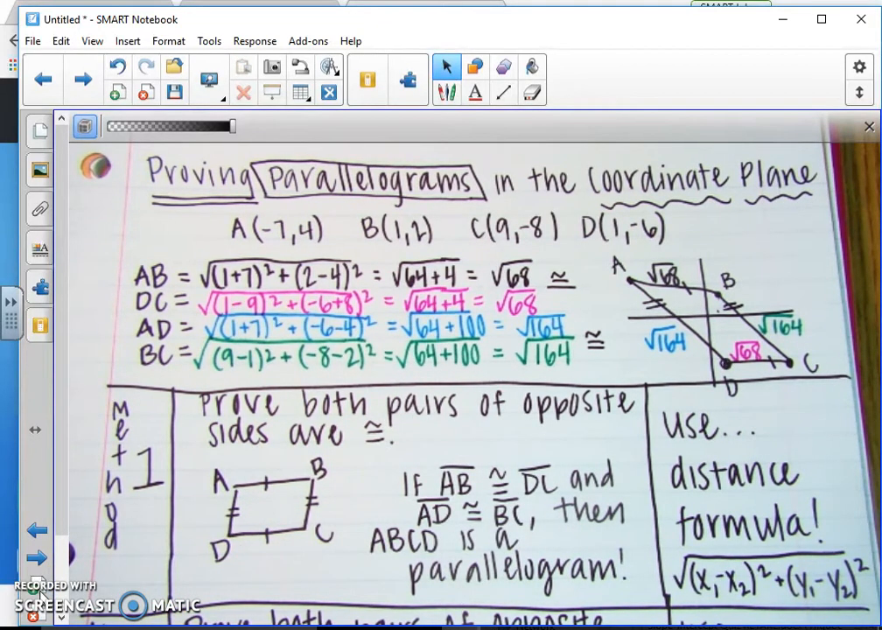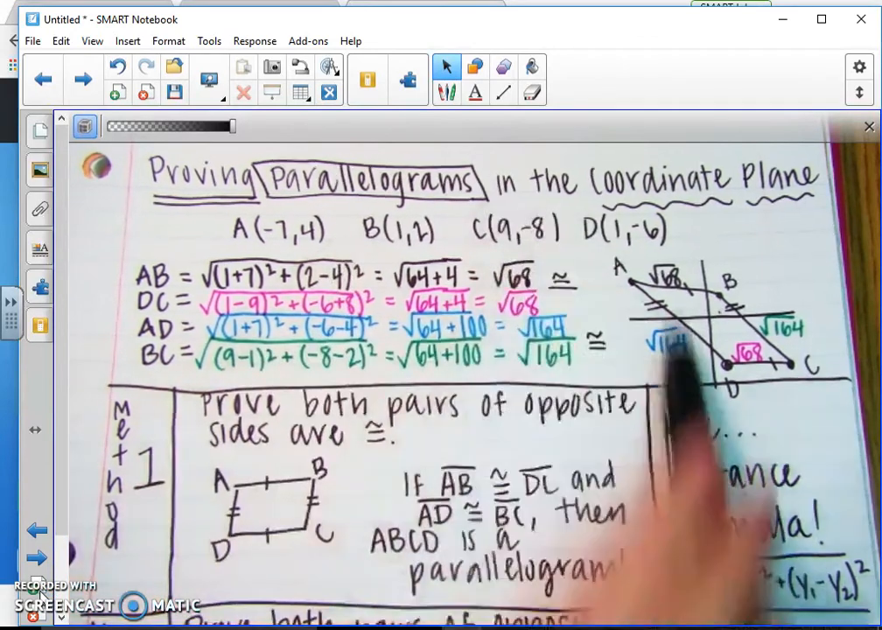So that's just a glimpse of how we're going to use the coordinate plane to prove that parallelograms are in fact actually parallelograms.